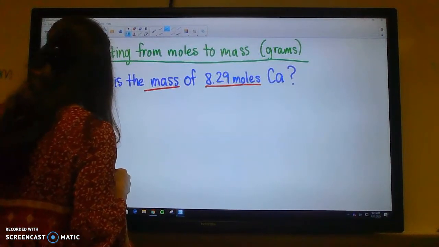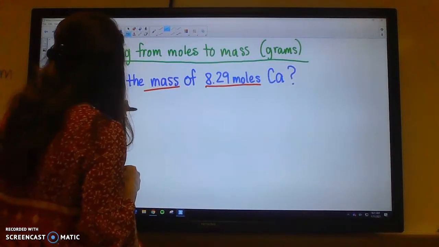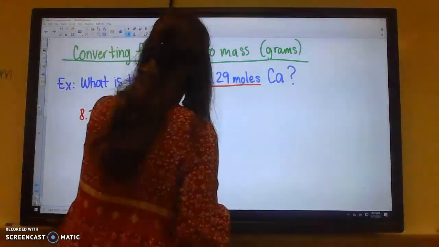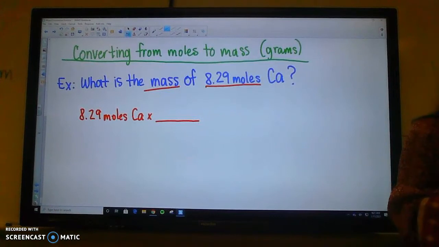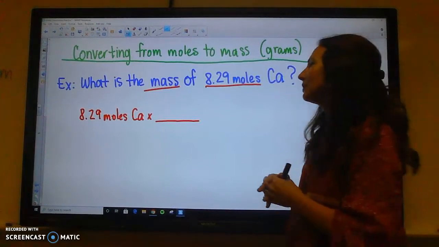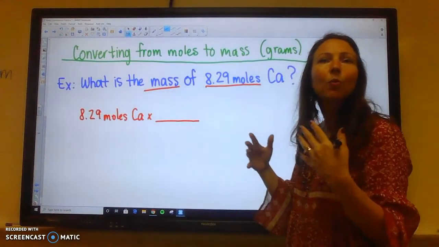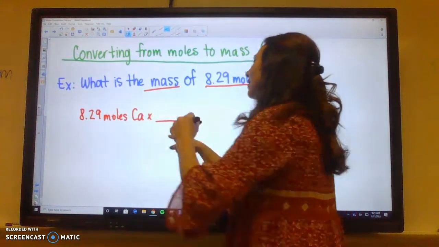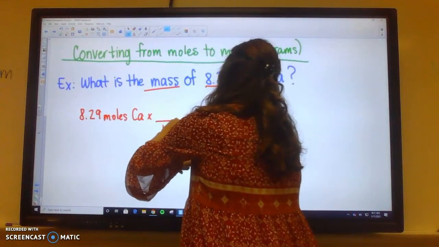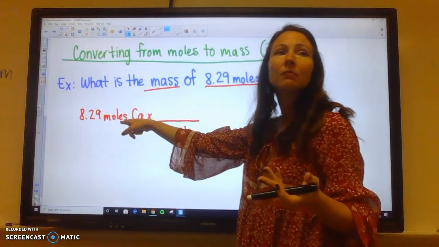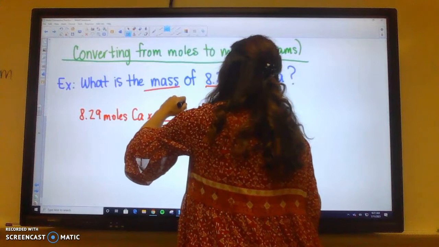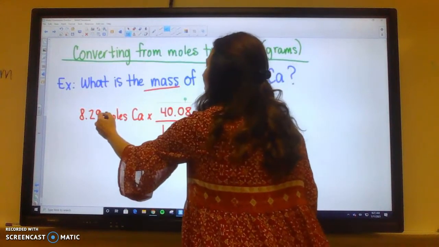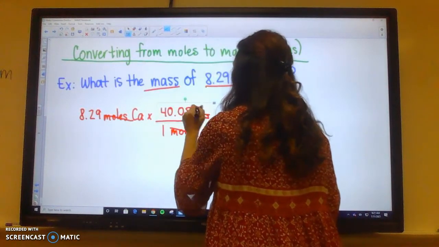So 8.29 moles. And I am going to write my chemical formula down because I'm going to need that. Have to look up the molar mass. What is the molar mass of calcium? 40.08. And that's going to be grams per 1 mole. So the 1 mole is going to go in the denominator because we start out with moles. We want that to cancel. And then my numerator is going to be the 40.08 grams. Moles cancels. That's supposed to be an equal sign.